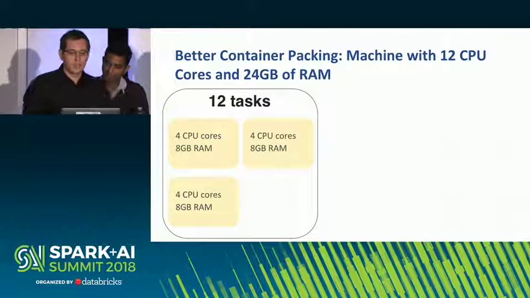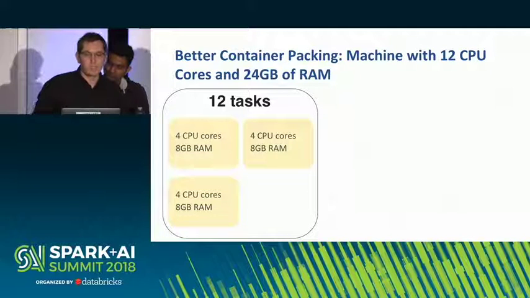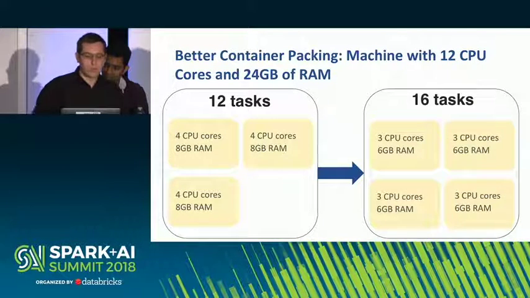Now let's have a look at a simple example of a machine with 12 CPU cores and 24 GB of RAM. With the first approach, where we had 4 CPU cores and 8 GB of RAM, we will be able to pack only 3 containers in this case. And if we actually apply oversubscription of the resources, we'll be able to run 4 containers, and we can run 16 tasks in parallel at the same time.